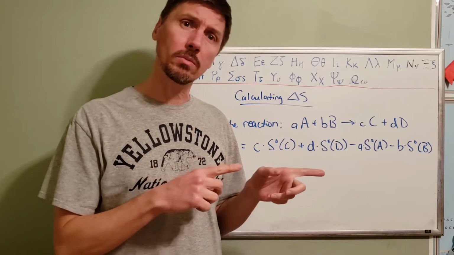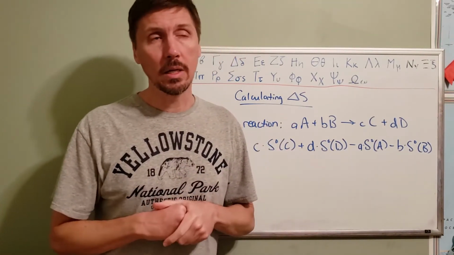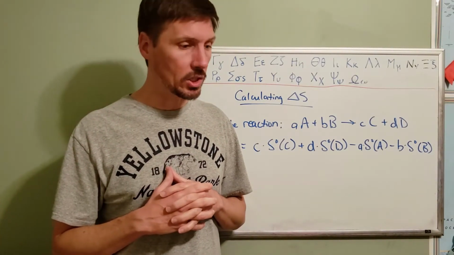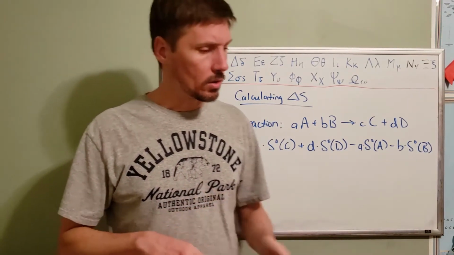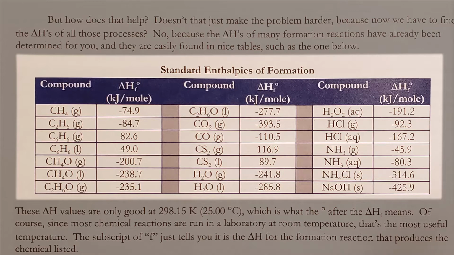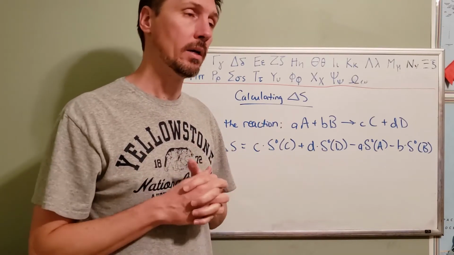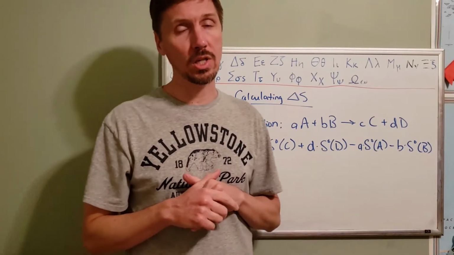If you remember back when we were calculating the change in enthalpy, we were given a table of figures that showed the change in H of formation, and that was on page 424. There's a standard enthalpies of formation table there, and it gave you the standard enthalpy of formation for different substances, and then we could use those values to calculate the change in enthalpy.